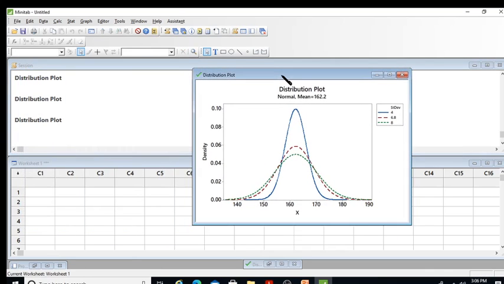Then I can see that my mean was 162.2 for all the different distributions. But if my standard deviation is 4, then I have a steeper curve, and if the standard deviation is 6.8, then it is a much more spread curve, and if it is 8, it is even more spread. So you can see how the standard deviation changes the shape of the distribution. All these things one can analyze through Minitab. Okay, this is where I stop this lecture.